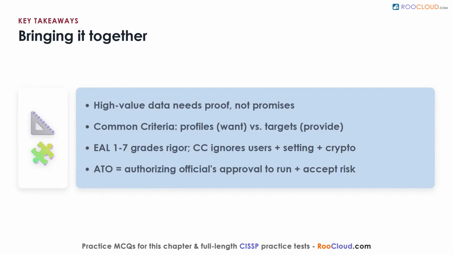Organizations demand formal evaluations because high-value data cannot rest on vendor promises. The common criteria is the shared international framework that rates a system's security, using protection profiles as the buyer's wish list and security targets as the vendor's answer. Evaluation assurance levels 1 through 7 grade how rigorously that security was proven, though the framework ignores users, physical setting, and crypto strength. And an authorization to operate is the formal approval from an authorizing official to run a system and accept its risk. Together, these turn security into something you can compare and defend.